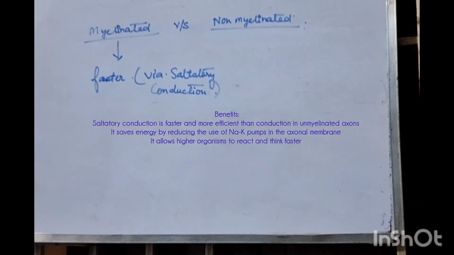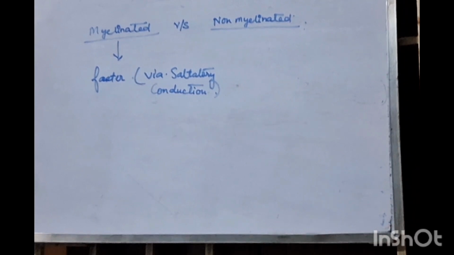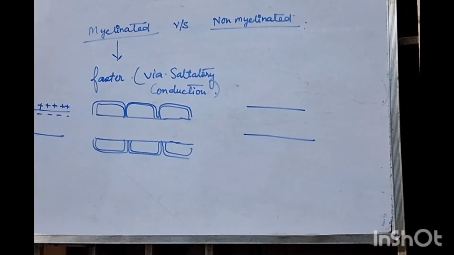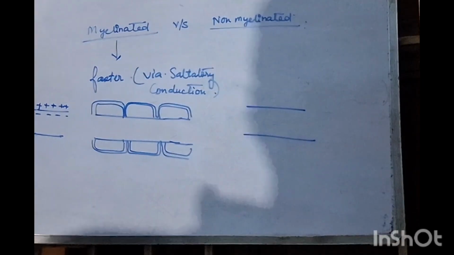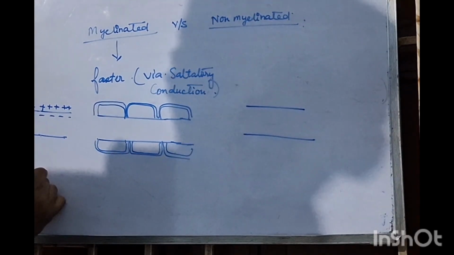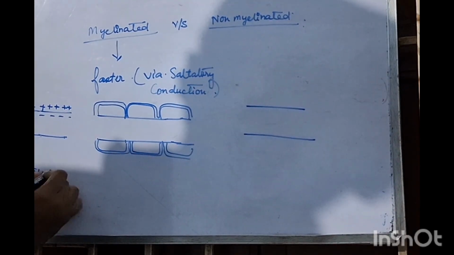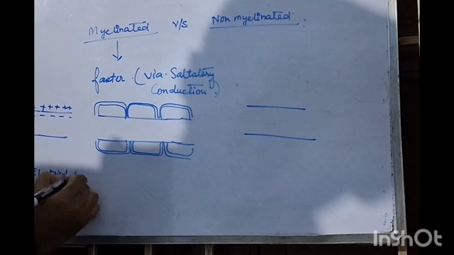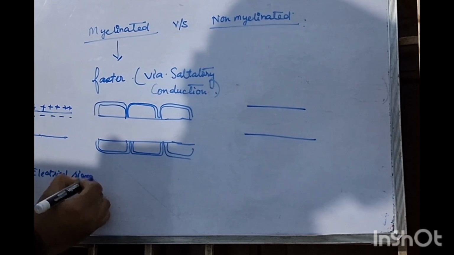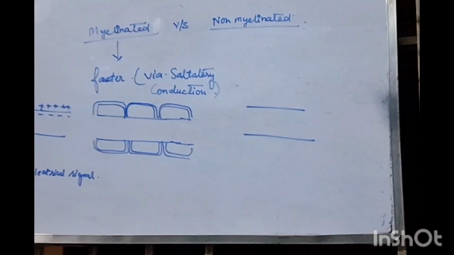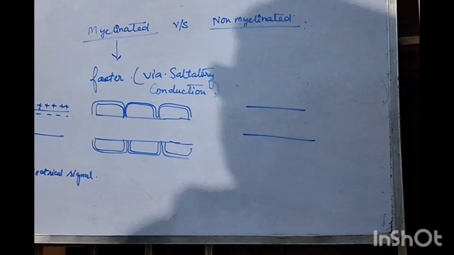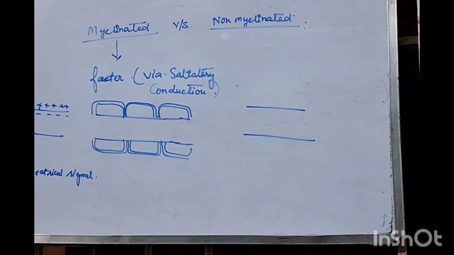So what is saltatory conduction? Saltatory conduction is a transmission of the action potential along the myelinated axon, almost as if it's jumping along the nodes of a wire. So ultimately it helps in faster transmission of the signal from the dendrite till the end of the axon.